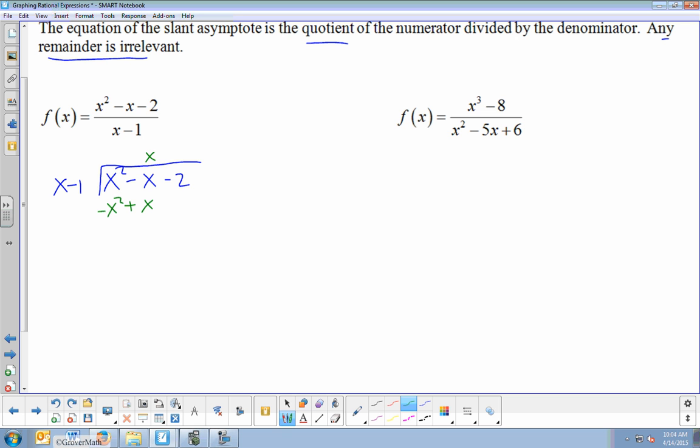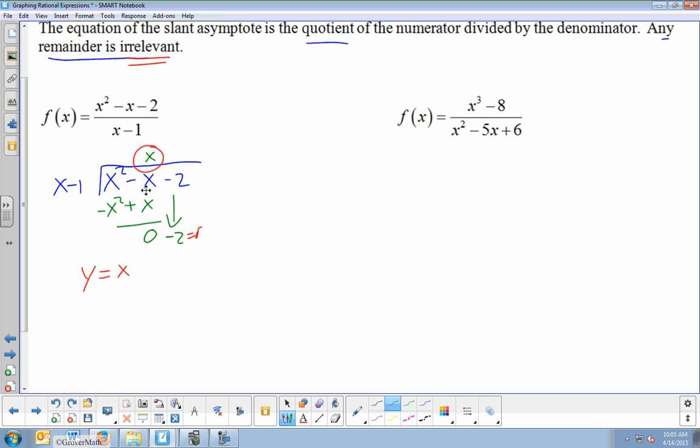Change your signs, combine. I end up with 0 here, 0 here. All cancels out. All I'm left with is bringing down a minus 2. Minus 2 cannot be divided by x minus 1, and so that's actually it for this problem. Your slant asymptote would be y equals x, which is the quotient up here. The remainder is negative 2, but it's irrelevant, so we don't really care what the remainder is. We don't care if it divides evenly. All we care is what we get up here. In this case, it's simply y equals x.